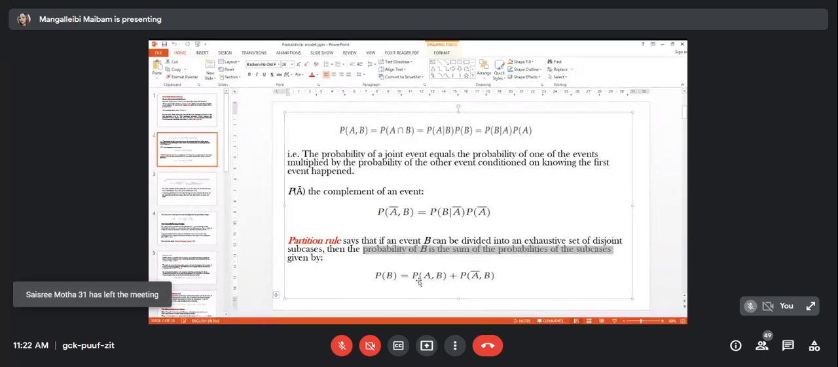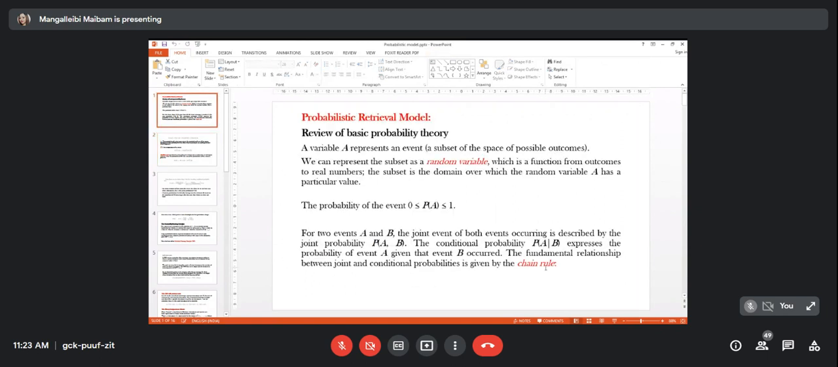Joint probability of A and B, and joint probability of the complement of A and B. The sum of these two gives the probability of B. So this is known as the partition rule.